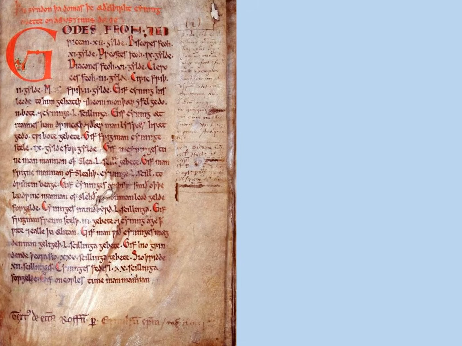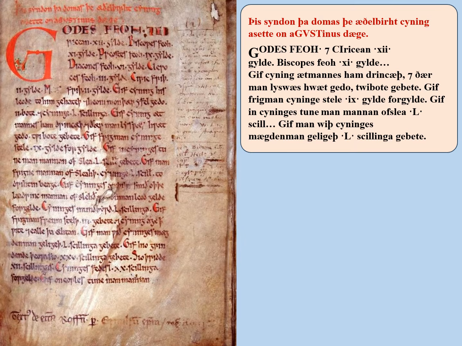Here is the first page from it, and here is the Old English. As it quite clearly says, "This sindon va domas va Ethelbert Kuning, asset on Augustinus Dea, Godes fea churchen to..." Okay, right, you don't get Old English, nor do I really, but it's a fascinating language, and actually if you look closely, modern English is sort of hidden in amongst there.